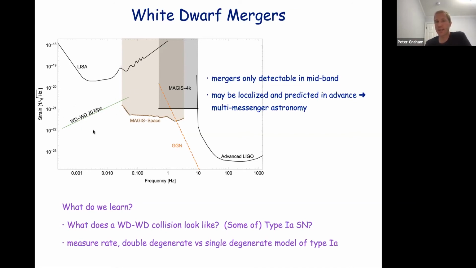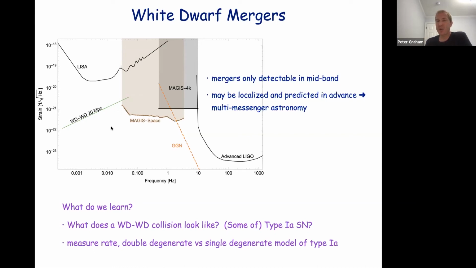So that's really where you want to get out to. That's the distance you want to be able to observe to see white dwarf binary mergers. The binaries themselves can be detectable in the lower frequency band, but only long before they merge. You'll never see the merger. The cool thing about the mid-frequency band is the merger can be localized and predicted in advance.